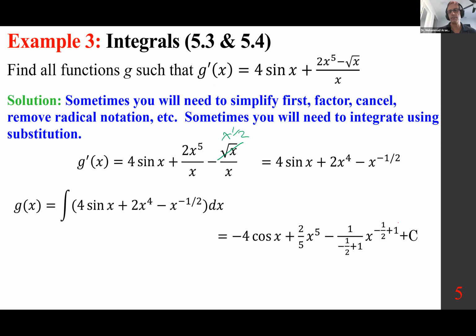Now this is 1/2. So is this one? 1 over 1/2 gives us 2. So negative 2x to the power of 1/2, which is the square root of x. And that's the final answer.